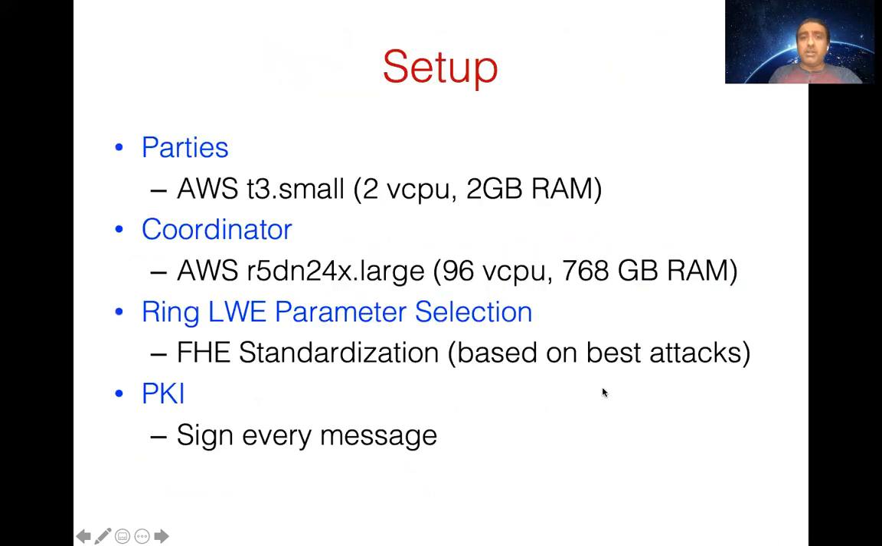So let me talk a little bit about our implementation. We instantiated our parties with a T3 small instance from AWS, which has 2 CPU threads. For the coordinator, we use the best machine, because it's verifiable and we just need one. If we are running the ceremony, we can choose the spec of the coordinator. So we used one with 96 threads and close to 1 terabyte of RAM. We used the FHE standardization to select the parameters for the ring LWE, and a public key infrastructure for signing every message.